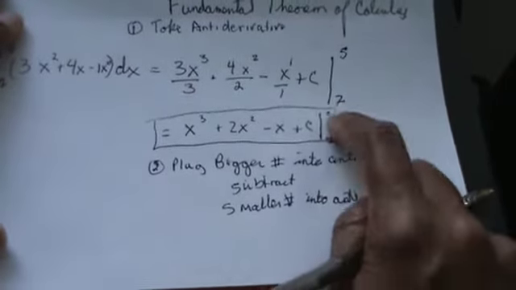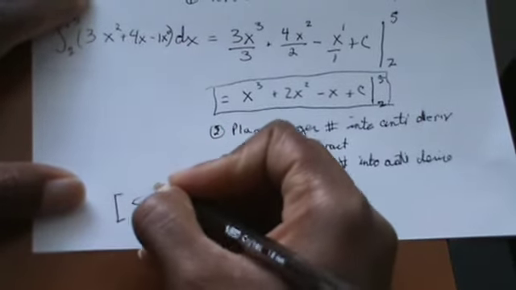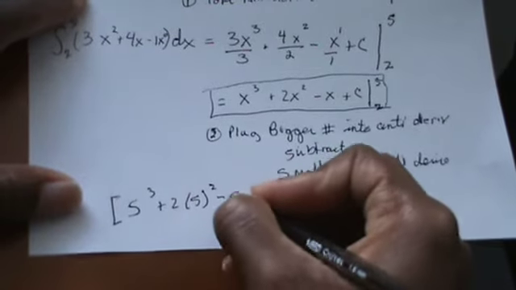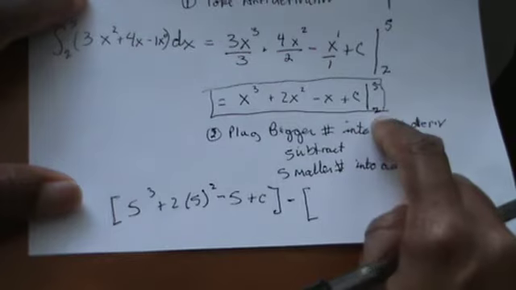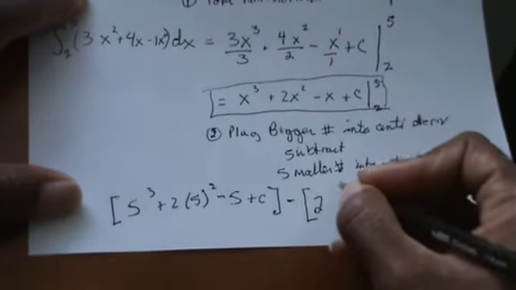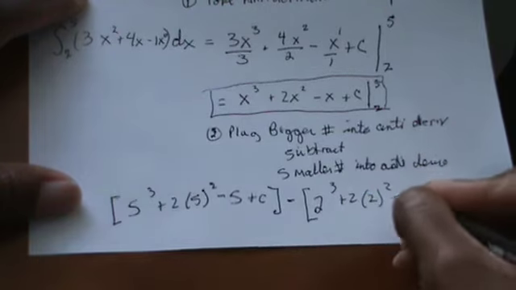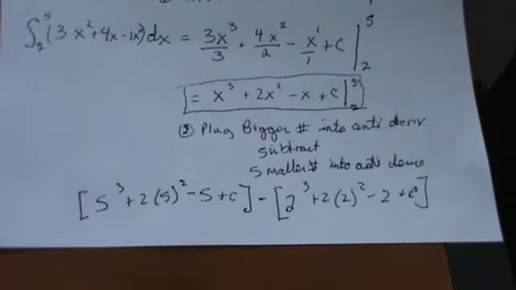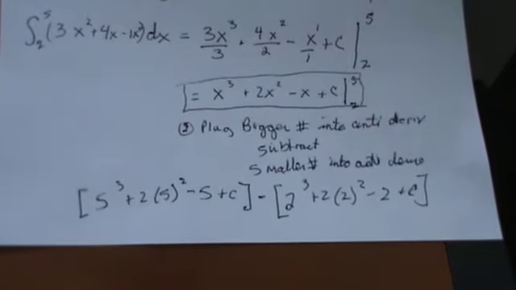So I'm going to plug 5 in here. So let's see. 5 cubed plus 2 times 5 squared minus 5 plus c. And I'll subtract off what happens when we plug the 2 into your antiderivative. 2 cubed plus 2 times 2 squared minus 2 plus c. All right. Okay, so let's get ready to do some math. More like arithmetic, if you will.